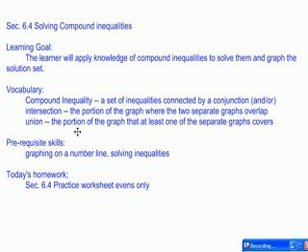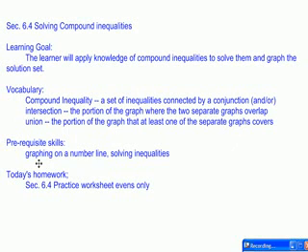The other one is the union. The union is the portion of the graph that at least one of the separate graphs covers. So these are going to be your statements that have an or in them. And if you graph the two inequalities, the union is where at least one of those graphs covered. It doesn't have to be just where they overlap.